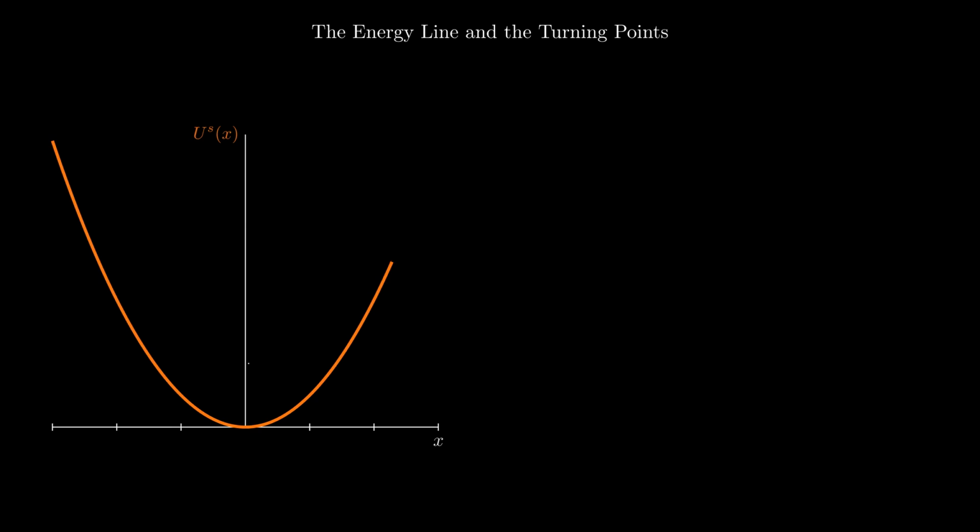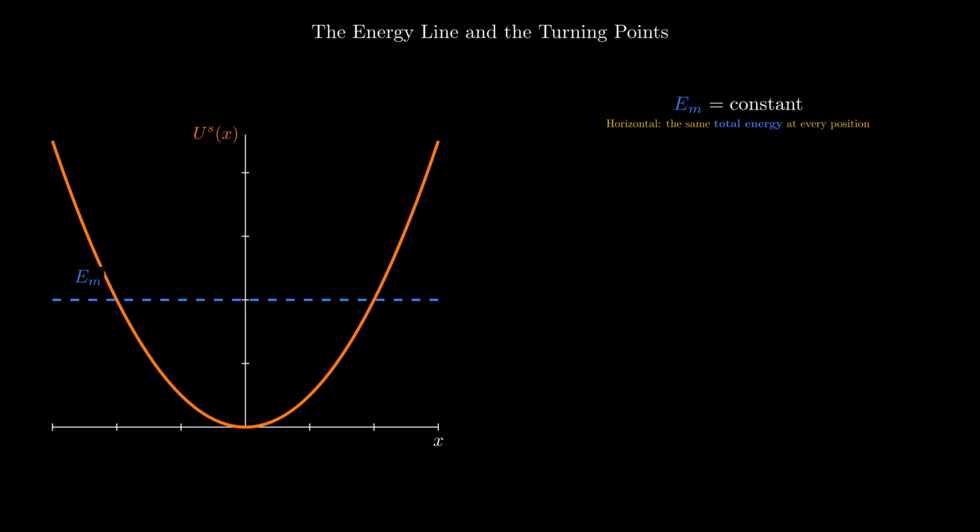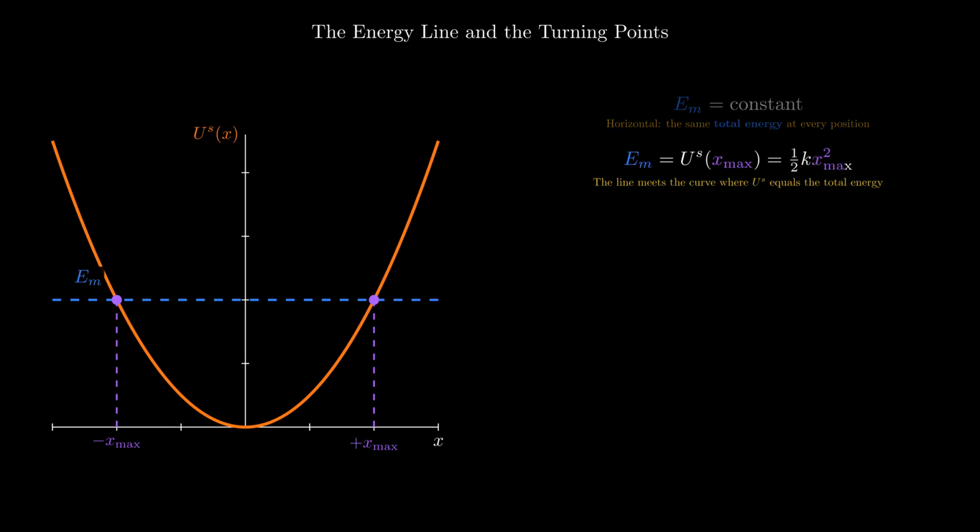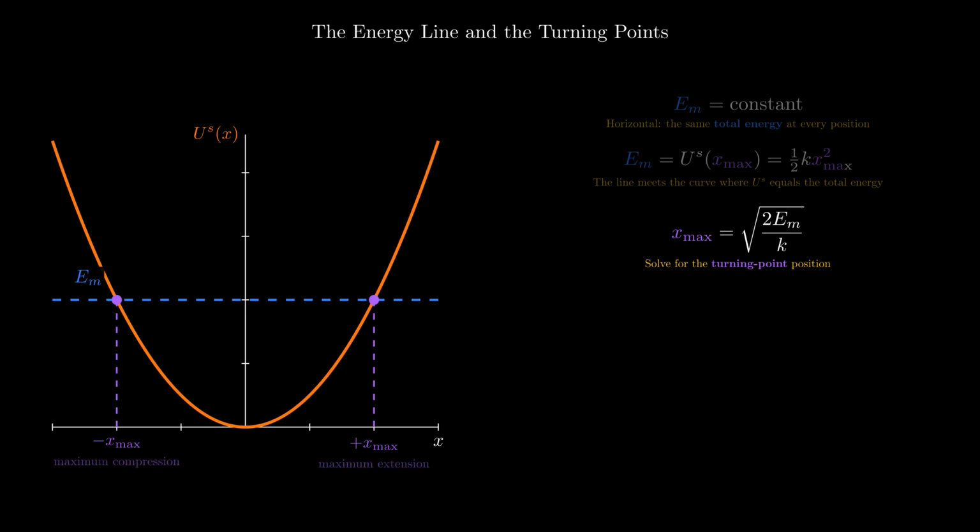Now put the energy on the diagram. For a positive value of E, draw a horizontal line at that height across the graph. The line is horizontal because E is constant, the same value at every position. This line intersects the parabola at exactly 2 points, at minus x max on the left and plus x max on the right. Setting 1/2 k x max squared equal to E, and solving, gives x max, the square root of 2E over k. Those two positions are the maximum compression and the maximum extension of the spring. We call them the turning points, and the motion lies entirely between them.